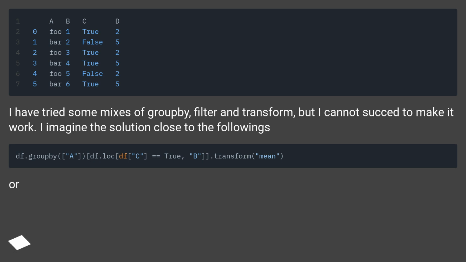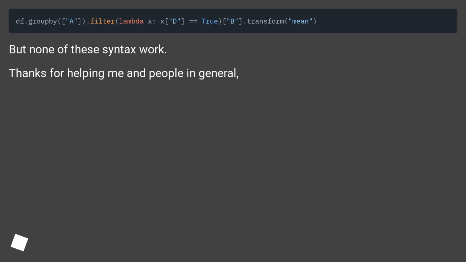I have tried some mixes of groupby, filter and transform, but I cannot succeed to make it work. I imagine the solution close to the following. Or but none of these syntax work.